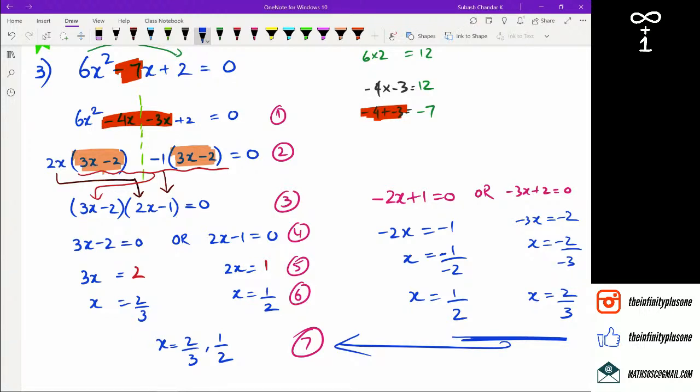Spicy chicken? No, it should not matter. Except for the orange bracket, you'll probably end up with 2x minus 1. No, you can do it either way, spicy chicken. You can do 6x squared minus 4x or 6x squared minus 3x. What you'll notice is that you won't get 3x minus 2 inside that orange colored bracket. Instead, if you do it with 3x, you're probably going to end up with 2x minus 1 inside your bracket. Hopefully that made sense.